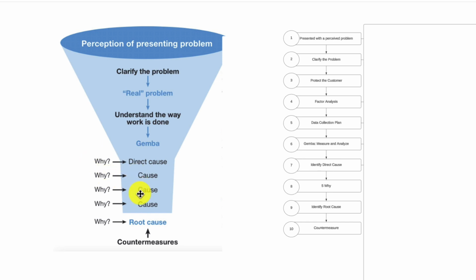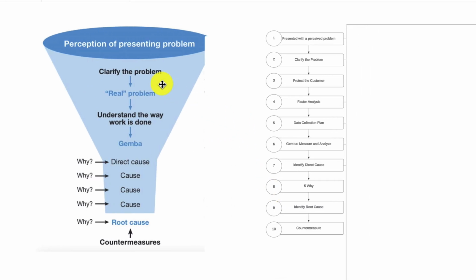And then we can start asking why to get to the root cause and countermeasures. Now, a few things I want you to pull out of this. One, this top part: solving world hunger. Two, getting to the real problem. Three, the direct cause. That's important, and we'll talk about that. Four, where the 5-Y's exist. Notice they're not up here at the perception of a problem. They're way down here. And I'll show you why that's important as we walk through our example.